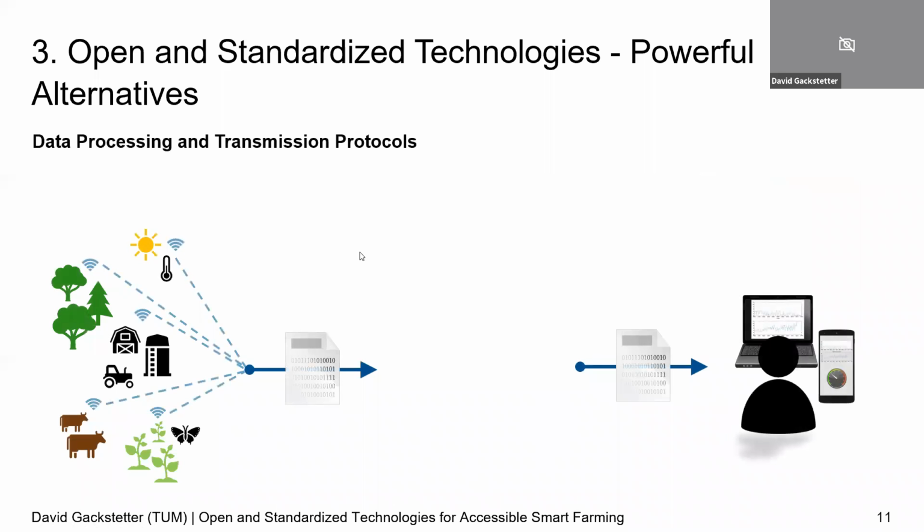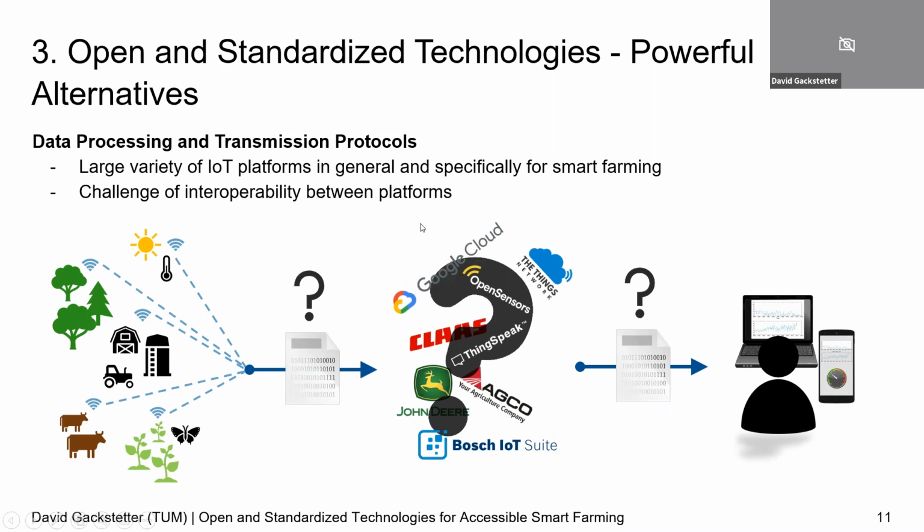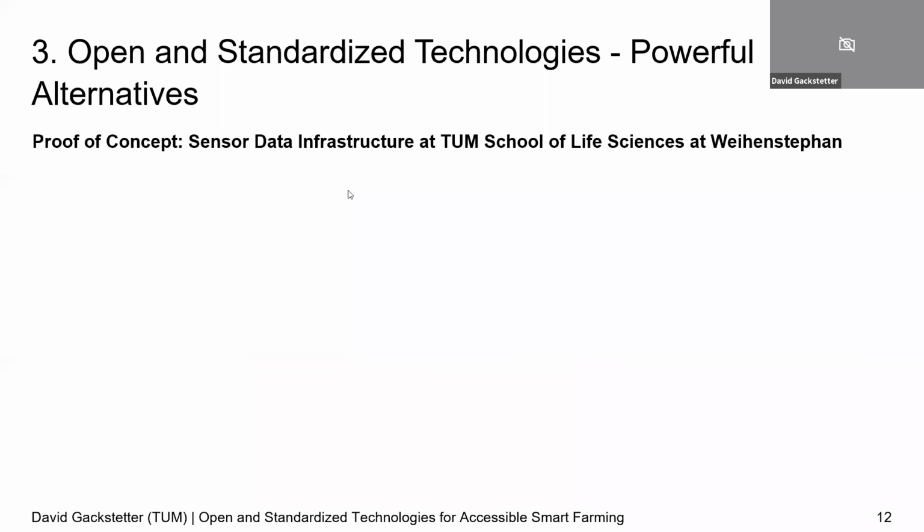So when you go further, data processing and transmission protocols are the next crucial technologies in sensors and IoT. Here we also see a large variety of different platforms for IoT in general, but specifically also for smart farming. And the question is always again, how can we establish interoperability between the platforms? And so here again, open and standardized technologies are an answer to many questions.